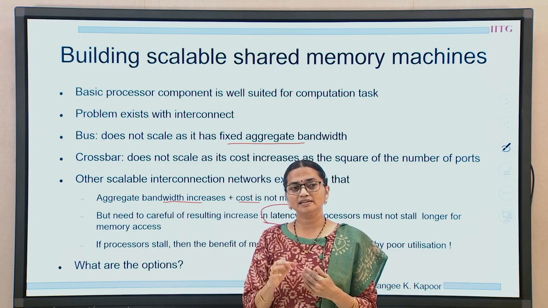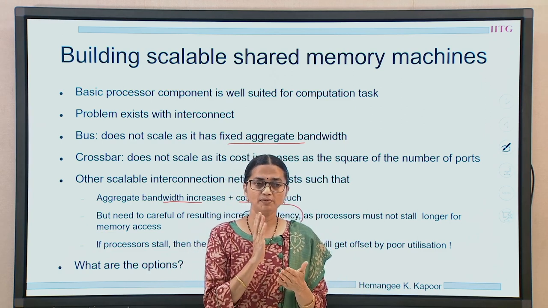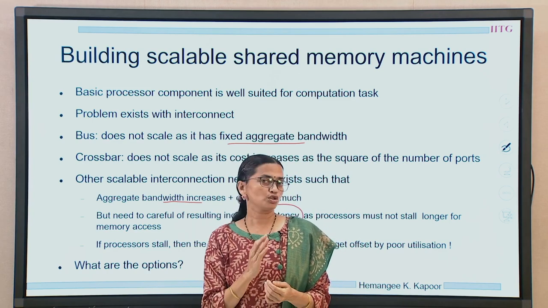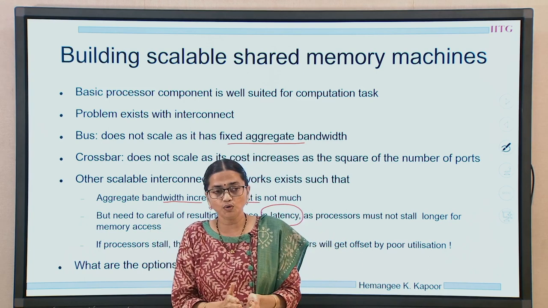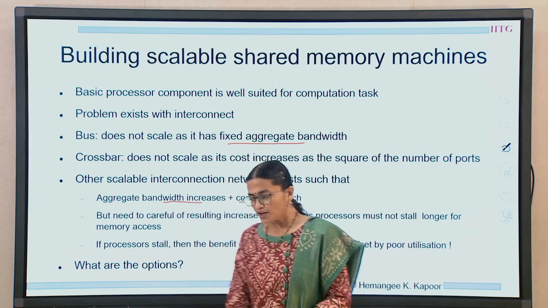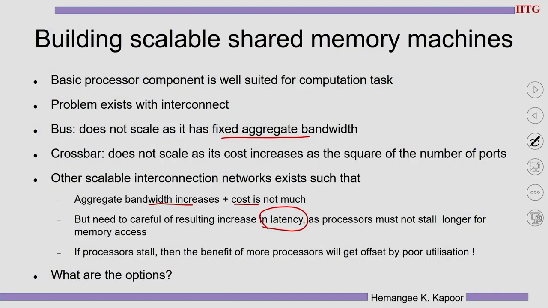Memory access is the activity which any program does a lot of the time. So if you are spending most of the time on memory accesses, and each access is slow, the processor is going to stall. There is no point in having bigger and faster processors if they have to wait for the memory access latency. So my target is best bandwidth, less cost, and less access latency to make sure that the processors don't stall, because if the processors stall, we'll have poor utilization of our parallel architecture.